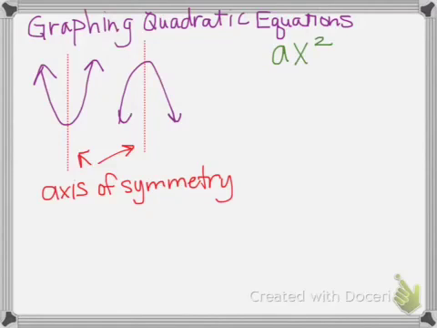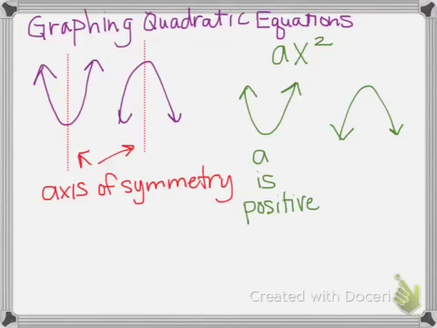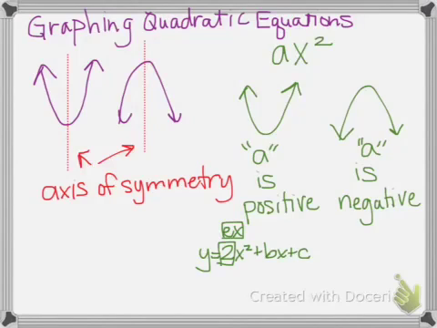Okay, and then another thing about quadratic equations is you always have a coefficient in front of the x squared. And you can tell whether the graph is going to go up or down by looking at that coefficient. So if a, the number in front of x squared, is positive, it's going to go up, like a happy face. If it's negative, it's going to go down, like a sad face. So, let's do an example. If I have y equals 2x squared plus bx plus c, I look at the 2 and I can see that 2 is positive, so it goes up. And if I have y equals negative 3x squared plus bx plus c, that negative 3 is negative, so it's going to go down.